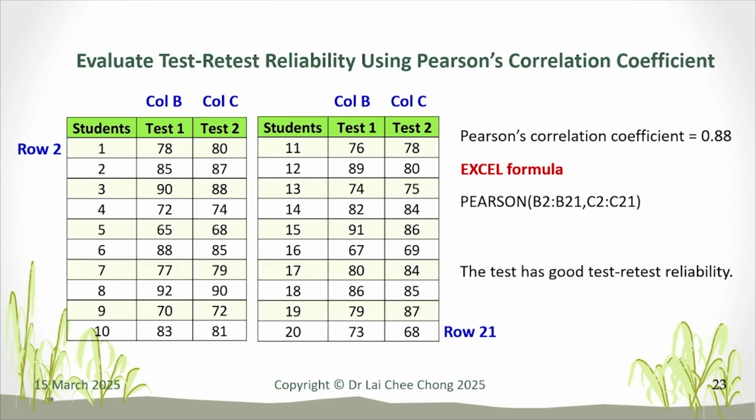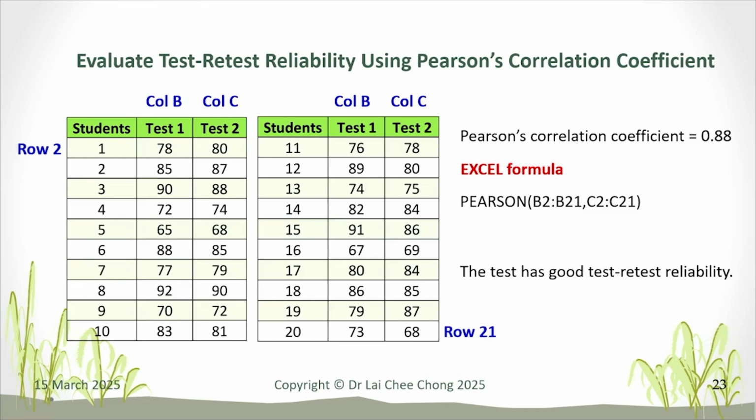Am I right? So I will take all the columns here, okay? I have the first column, which is the first test. I correlate using Pearson with the second column, which is from C2 to C21. Yeah, this is row 21, right? So this is row 2, this is row 21. From 2 to 21, you see that? And then you work out the answer. If it turns out to be 0.88, it is considered a good test-retest reliability. That's how you do it. Very straightforward. You don't have to memorize a complex formula.